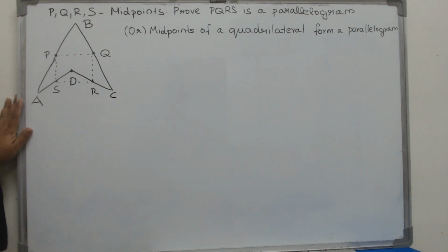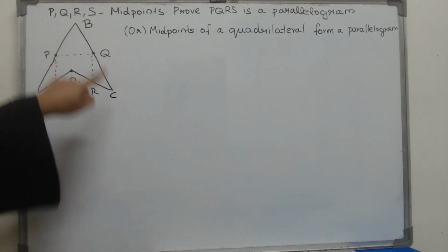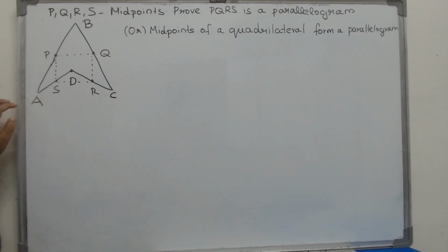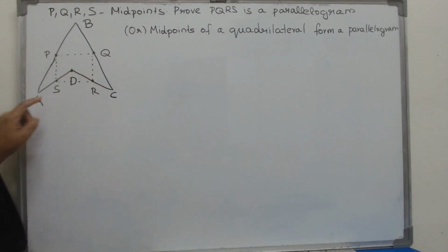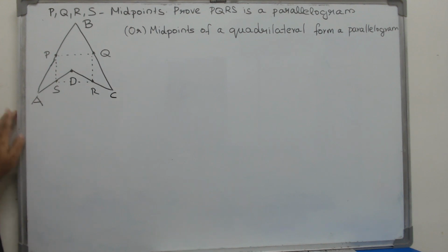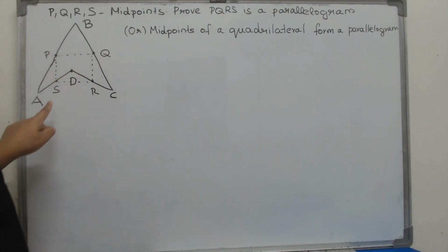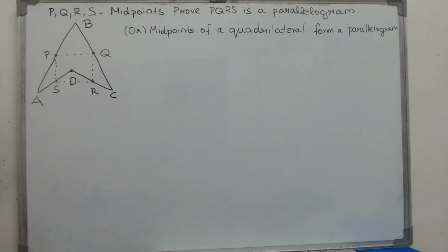Here we are given a quadrilateral ABCD, and the midpoints of the four sides of that quadrilateral are given as P, Q, R and S. What we have to prove is that when we join PQRS, we will get a parallelogram.